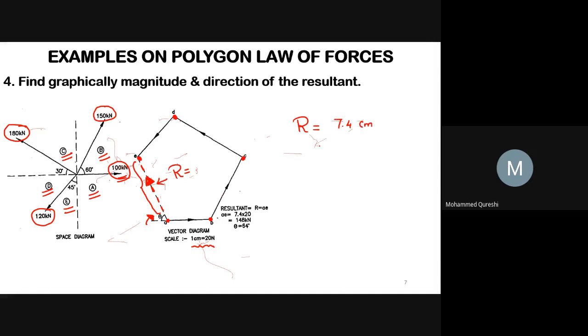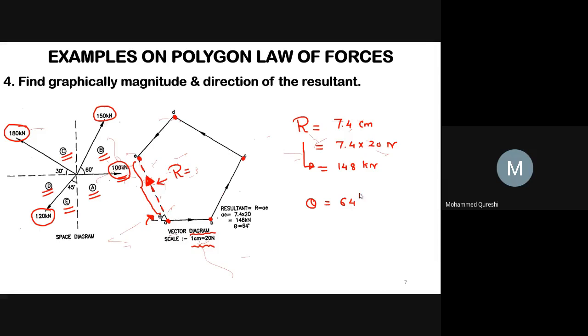7.4 centimeter. So your capital R will be 7.4 into 1 centimeter equals 20 Newton. So 7.4 into 20 Newton equals 148 kilonewton. So you will get the value of resultant as 148 kilonewton. And after using your protractor at this point, you will get the value of theta as 64 degree.